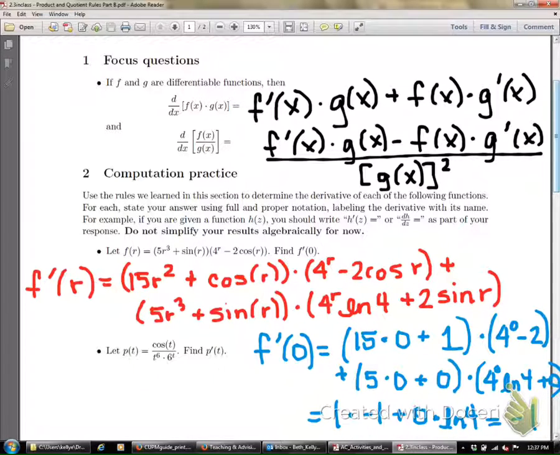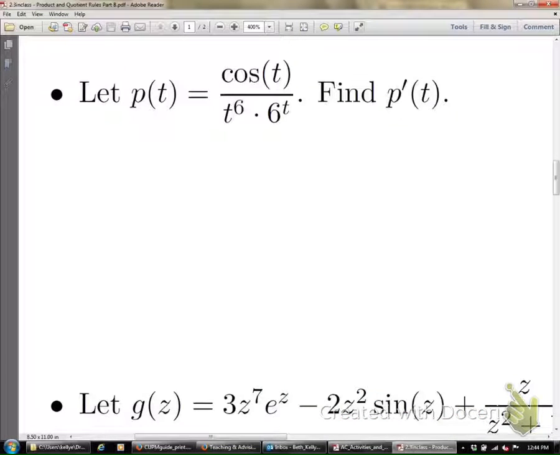All right. So now I'm going to erase all of this so I have more room to do the next problem. I got smart and I zoomed in to give myself more room. So here's the next problem. Feel free to just skip ahead and move around to see what the answers are. If you've already tried all of this, this is just for your extra practice. So we have p of t equals cosine of t over t to the 6 times 6 to the t, and we want to find p prime of t.